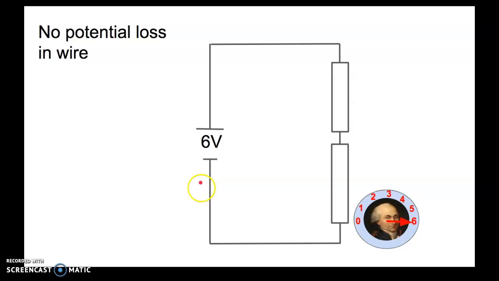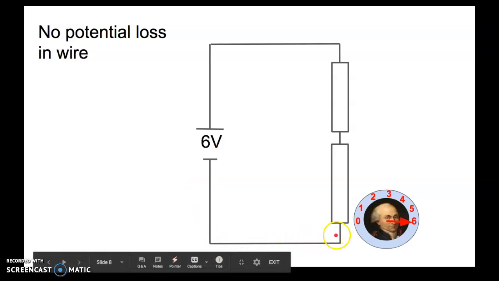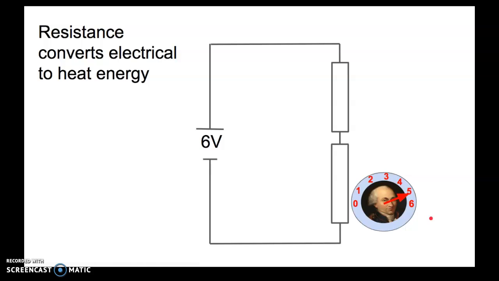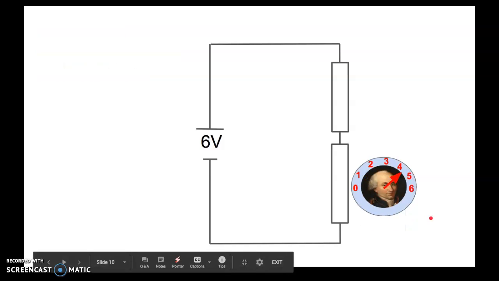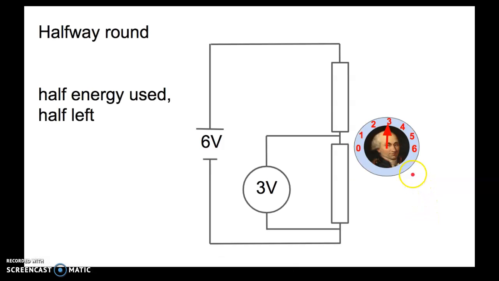And then as it goes around the circuit, as it's going around the wires, it actually doesn't lose any of that energy in the conductor. So it's still got that 6 volts for the coulomb of charge there. As it progresses through the wire, the resistance of the wire converts that electrical energy to heat energy, and so it progressively loses that energy.